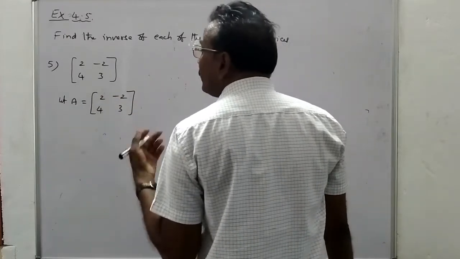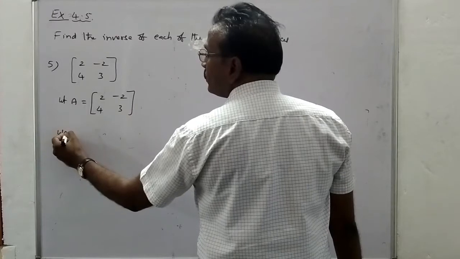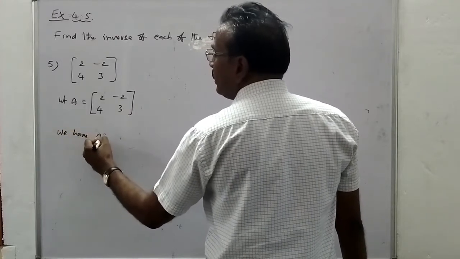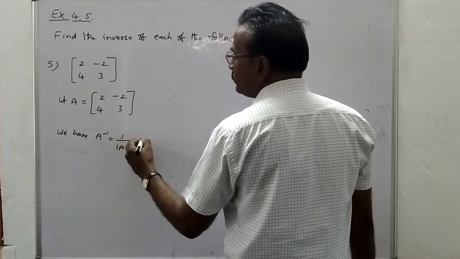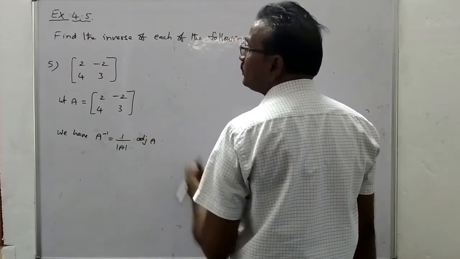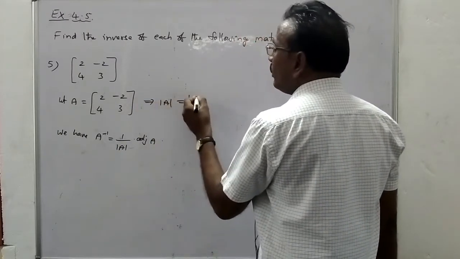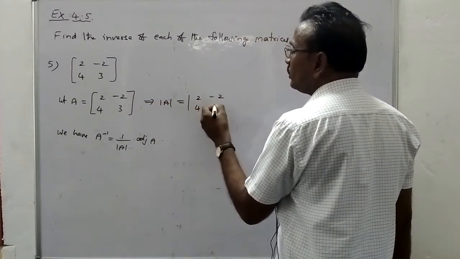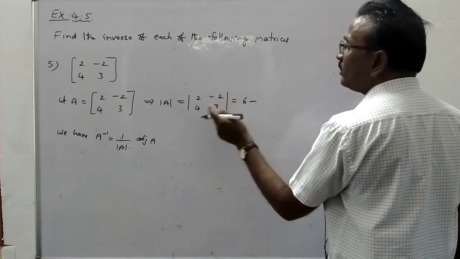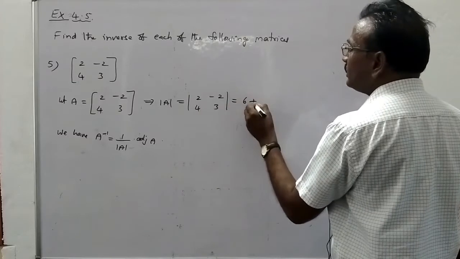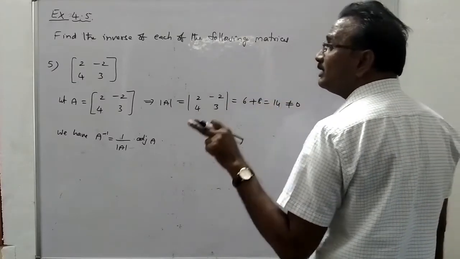So what is the formula to find the inverse of a matrix? We have A inverse is equal to 1 by determinant of A into adjoint A. So first find, what is determinant of A? Determinant of 2 minus 2, 4, 3. That is 2 3s are 6, minus of minus 8, that is plus 8, that is 14, which is not equal to 0, therefore inverse exists.